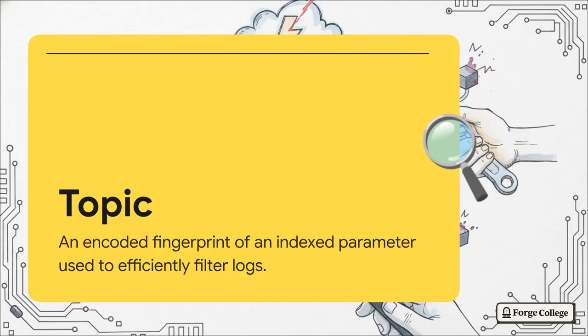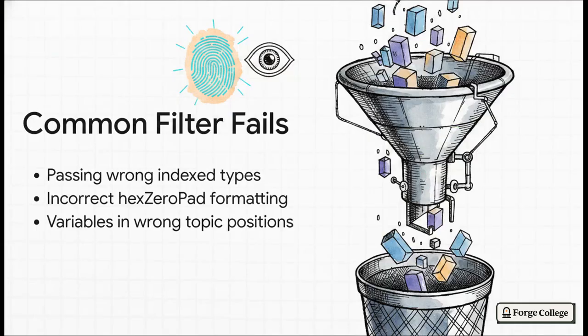These are what we call topics, rather than just plain human-readable text fields. So when you index a parameter in Solidity, you're actually telling the node to create a highly optimized cryptographic hash, basically a unique fingerprint, so it can be searched incredibly fast. Once you know that, it's pretty easy to spot common filter fails.